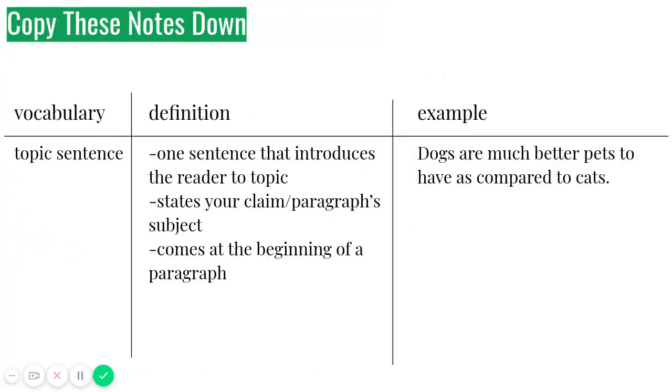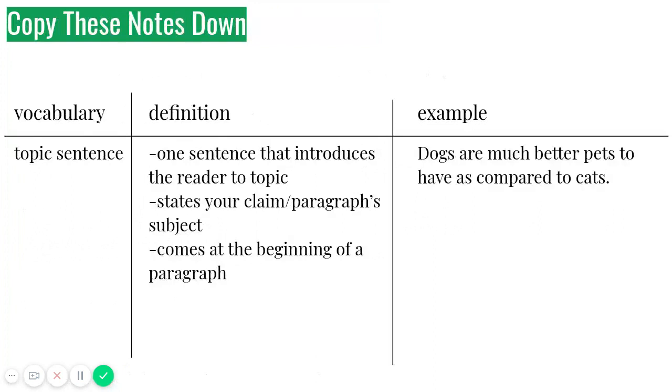Our next vocabulary word is a topic sentence. Now, a topic sentence is one sentence that introduces the reader to the topic. It states your claim or the paragraph subject. It comes at the beginning. It is your first sentence in a paragraph. For example: dogs are much better pets to have as compared to cats. Sorry, Miss Cousins, it's the truth. So you'll see that the topic of my paragraph is going to be about why dogs are better than cats. Pause the video, copy all that down.